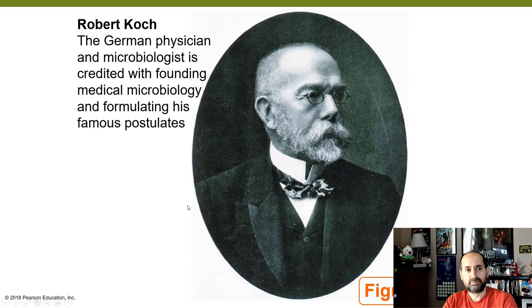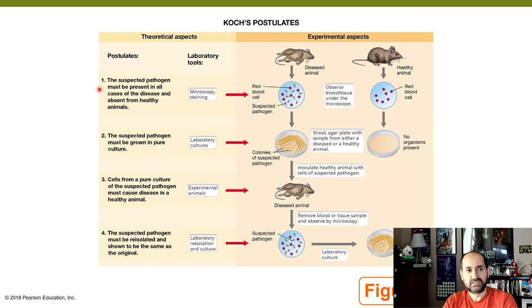And again, I told you I would mention his four postulates and how he used the postulates in order to link a particular bacteria to a specific disease. So what do you have to do? You find a diseased animal. Let's say it has telltale signs of some disease, and you want to figure out what bacteria is causing that disease. Well, let's go to step one. The suspected pathogen must be present in all cases of the disease and absent from the healthy animal.